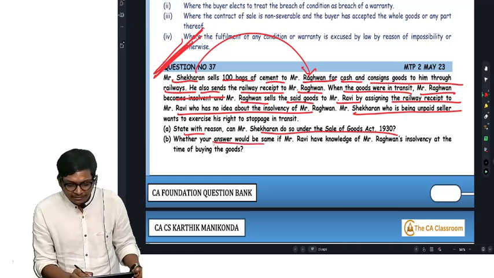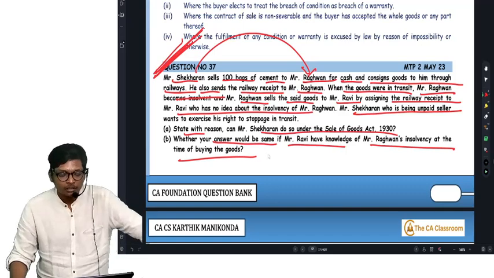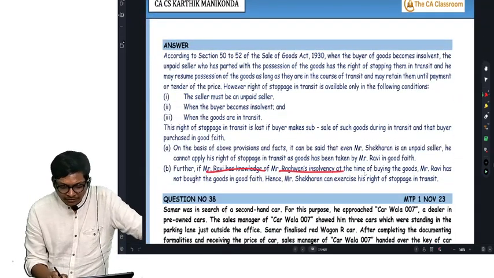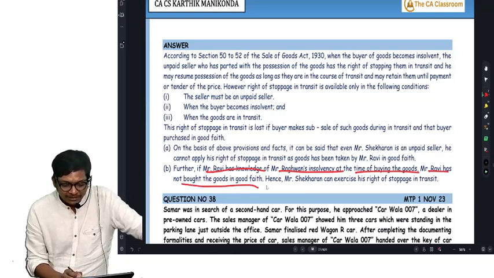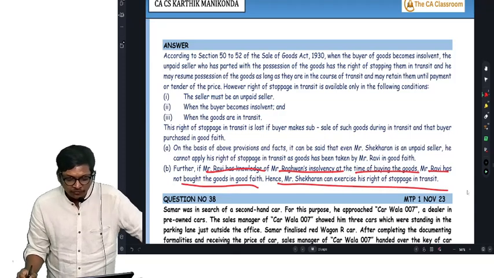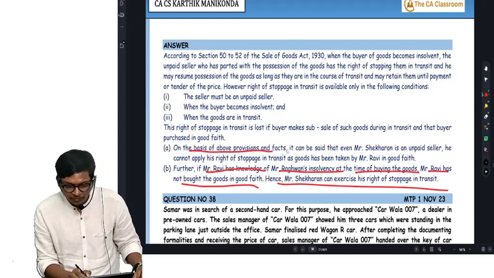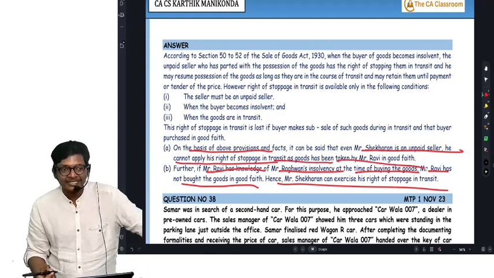Yes. Whether your answer would be the same if Ravi has knowledge of Raghavan's insolvency at the time of buying the goods. What is he saying? If Ravi has knowledge of Raghavan's insolvency at the time of buying the goods, Ravi has not bought the goods in good faith. Therefore, Shekaran can exercise the right of stoppage in transit. Buying knowingly is not possible. On the basis of our provision, Shekaran is an unpaid seller. He cannot apply the right of stoppage in transit as the goods have been taken by Ravi.